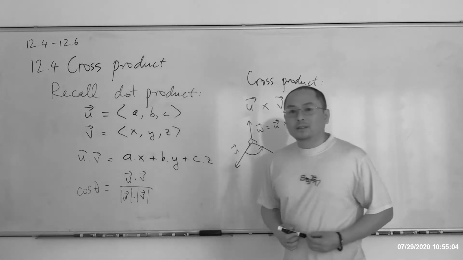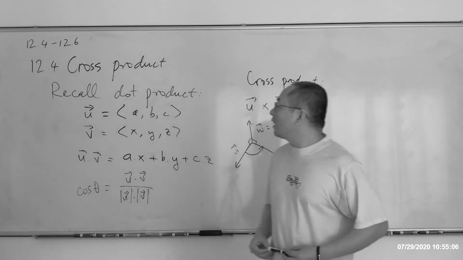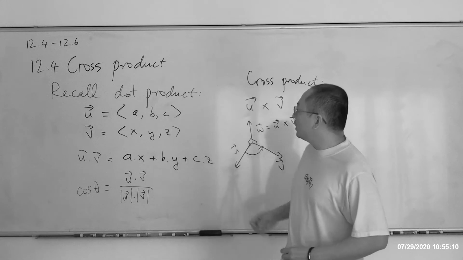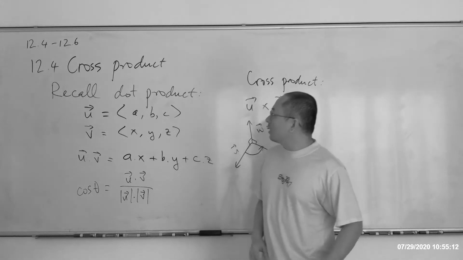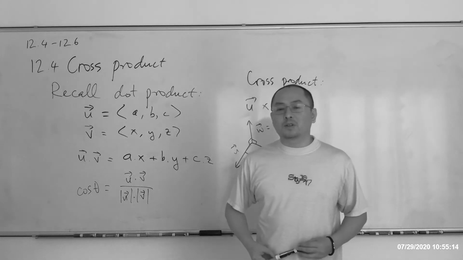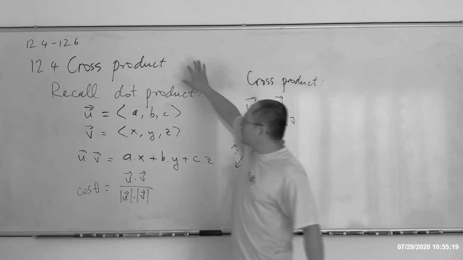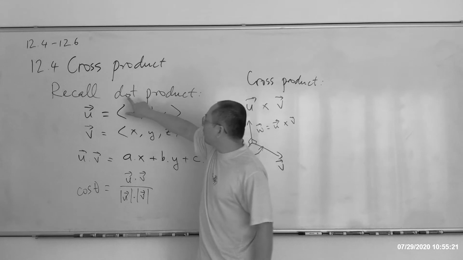Hello everyone. Today I'm gonna be talking about sections 12.4 to 12.6. We will continue on talking about vectors and some surface in three-dimensional space. So before we start about cross product, let me recall something about the dot product.